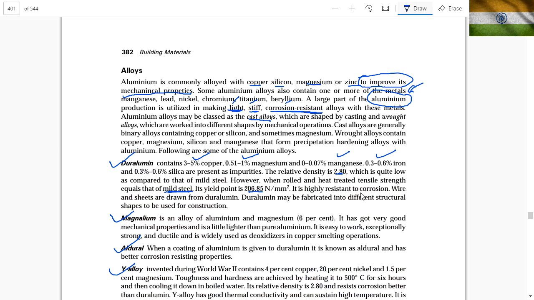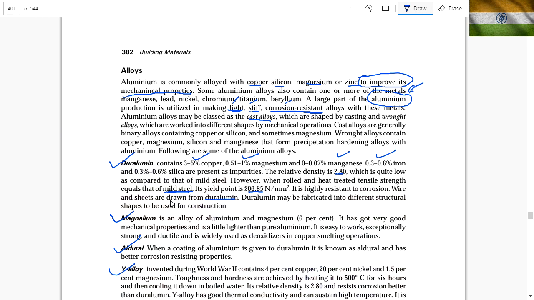It is highly resistant to corrosion. Wire and sheet are drawn from duralumin, right? Whatever wire you are getting, that is duralumin, and duralumin may be fabricated into different structural shapes to be used for construction.